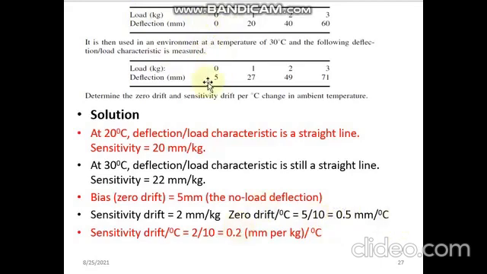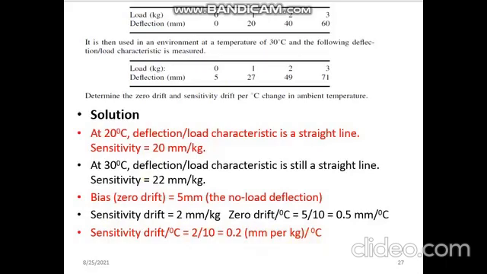While if you come to the sensitivity of the second one, you can see that the difference between this and this is 2. And also the change in temperature between the first one and second one is 30 minus 20, which is 10. So we get 0.2 millimeter per kilogram per degree Celsius.